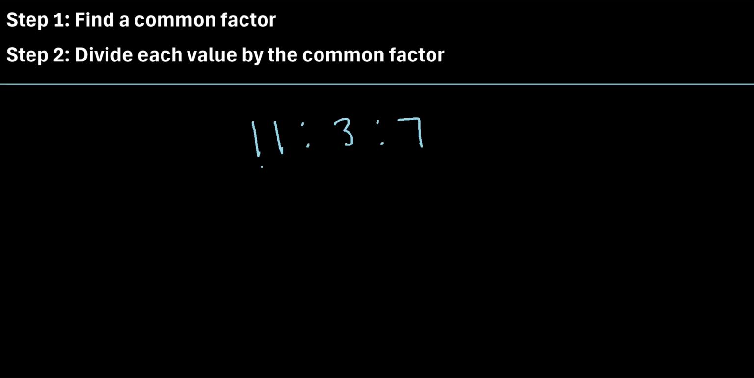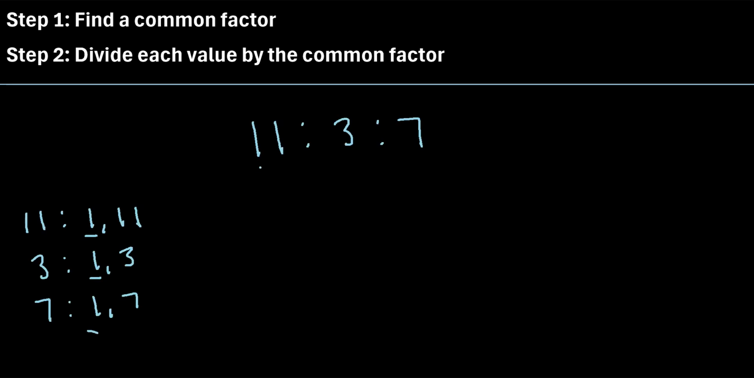Let's say we have the ratio 11 to 3 to 7. How can we simplify this ratio? Well, once again, we'll try to identify a factor that 11, 3, and 7 have in common. So let's list out the factors of each of those numbers. So the factors of 11 are 1 and 11. The factors of 3 are 1 and 3, and the factors of 7 are 1 and 7. So we can see that the largest number that will go into 11, 3, and 7 is just a 1.